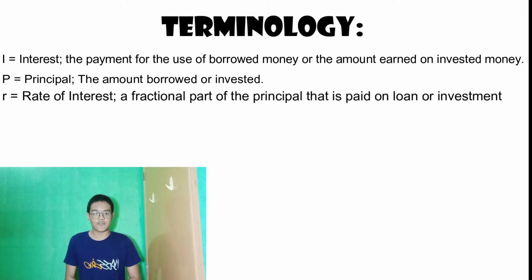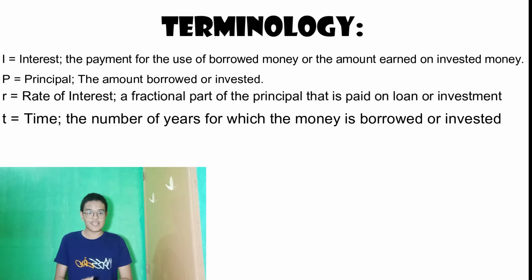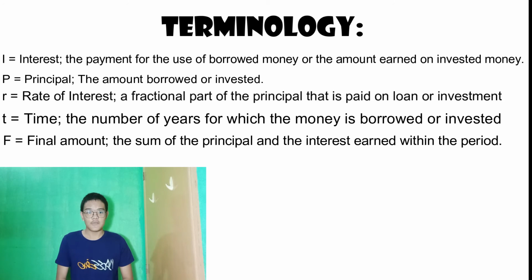Third is rate of interest. It is denoted as small letter r. It is a fractional part of principal that is paid on loan or investment. Fourth is time. It is denoted as small letter t. It is the number of years for which the money is borrowed or invested. And lastly, final amount or maturity value. It is denoted as big letter F. It is the sum of the principal and the interest you earned within the period.